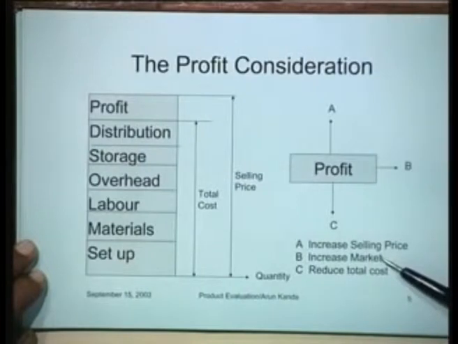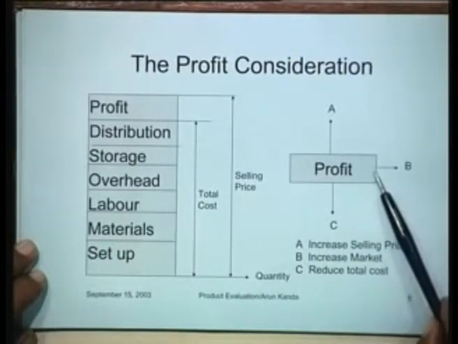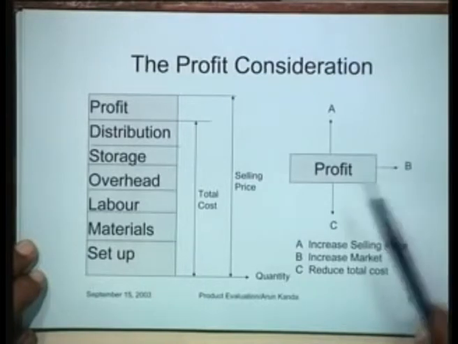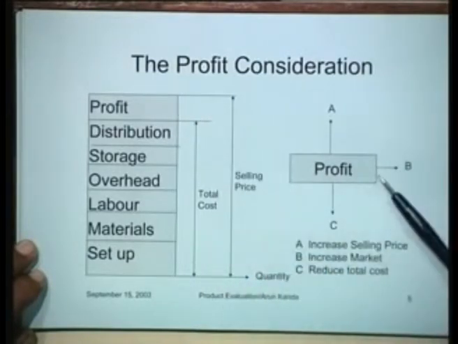Let's look at case B. If we try to increase the market, how do you typically try to increase the market? So one way can be to reduce the selling price. Yes, very true. Advertisement could be another way. You put in greater advertisements. You offer greater incentives. So variety.